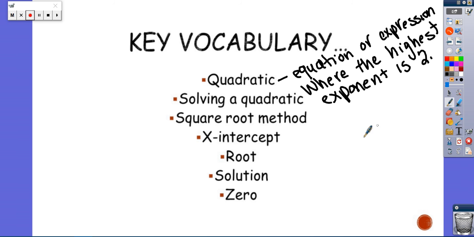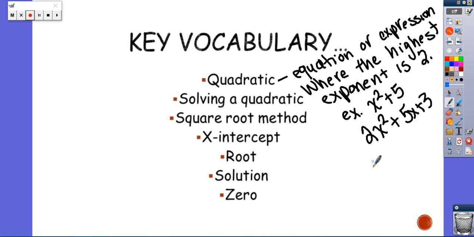And here's an example. So you may have x squared plus 5. That's an expression. Or you might have 2x squared plus 5x plus 3. That's an expression. That's a quadratic. Or you may have 5x squared plus 7 equals something. All of these are examples of quadratics because the highest exponent in each one is 2. The exponent here is 1, but because the highest is 2, it's quadratic.